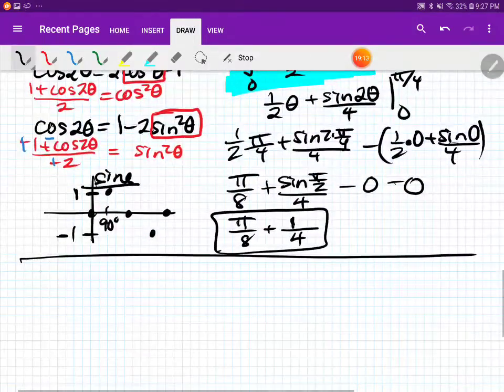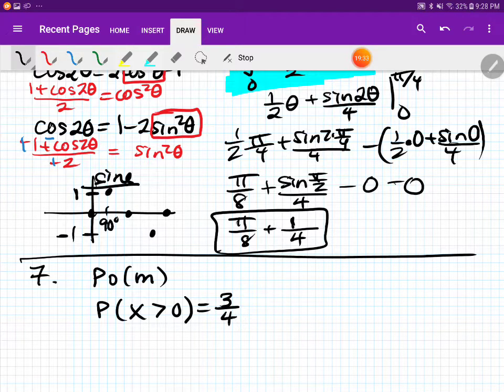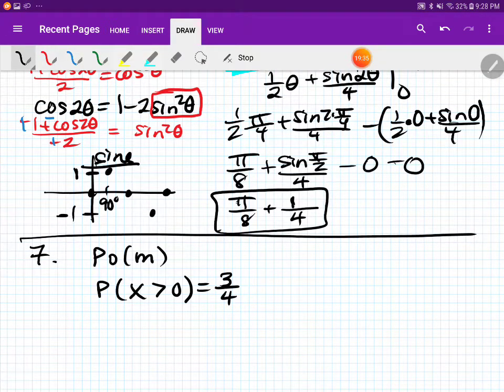Let's look at what 7 is, especially since I redid 4. The random variable x has a Poisson, Poisson m. Given that the probability x is greater than 0 equals 3/4. My calculator's not going to work. There's no inverse Poisson. So Poisson is like binomial. So individual x values, but they keep going forever in Poisson, and in binomial, there's an n that stops.